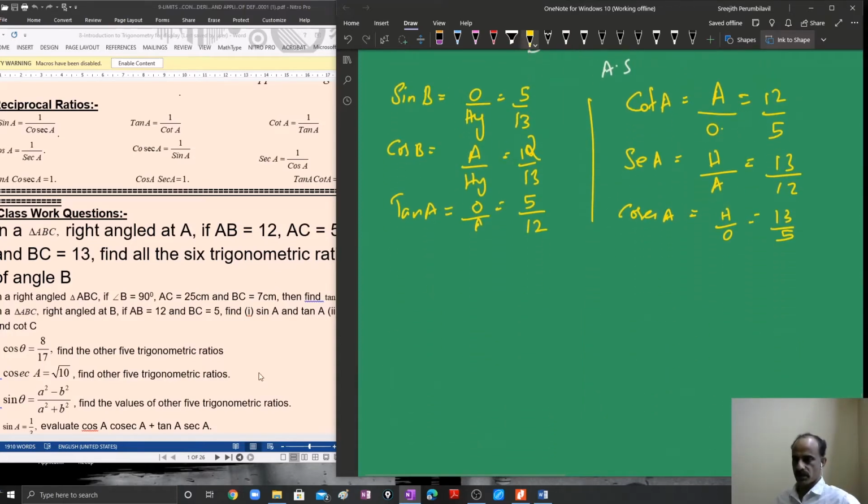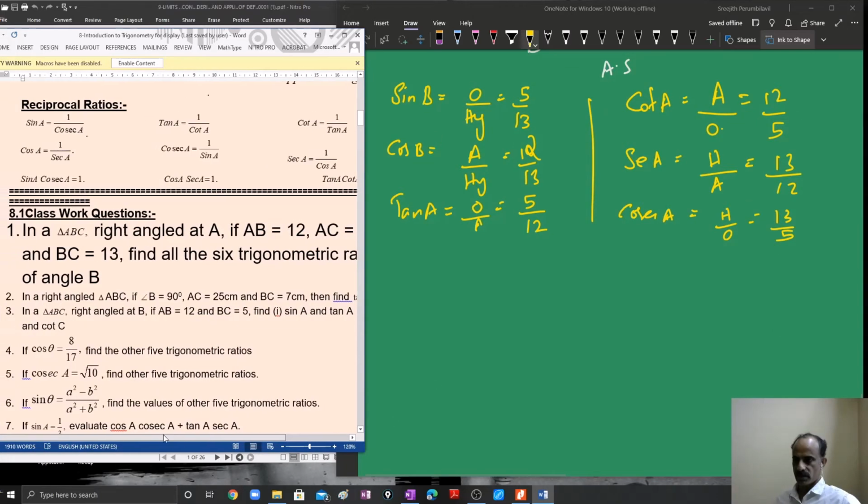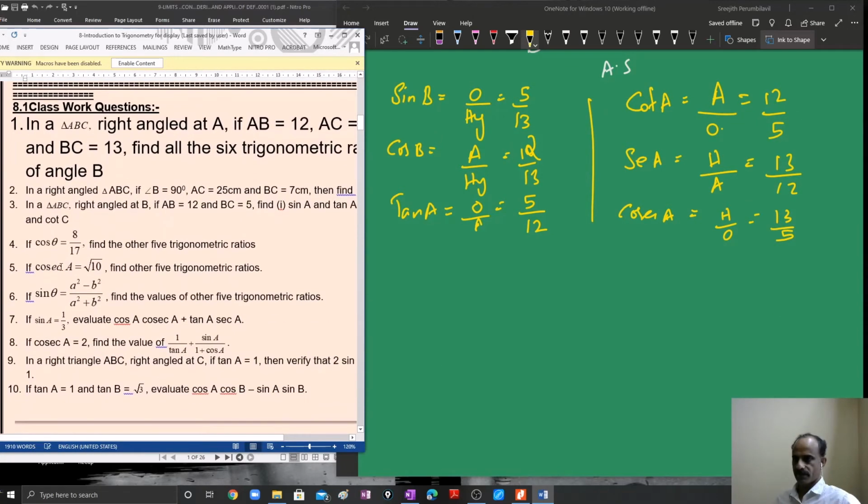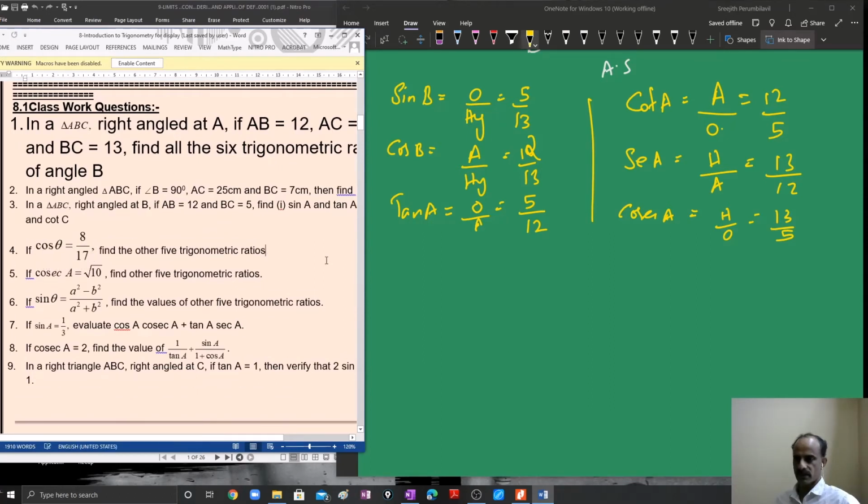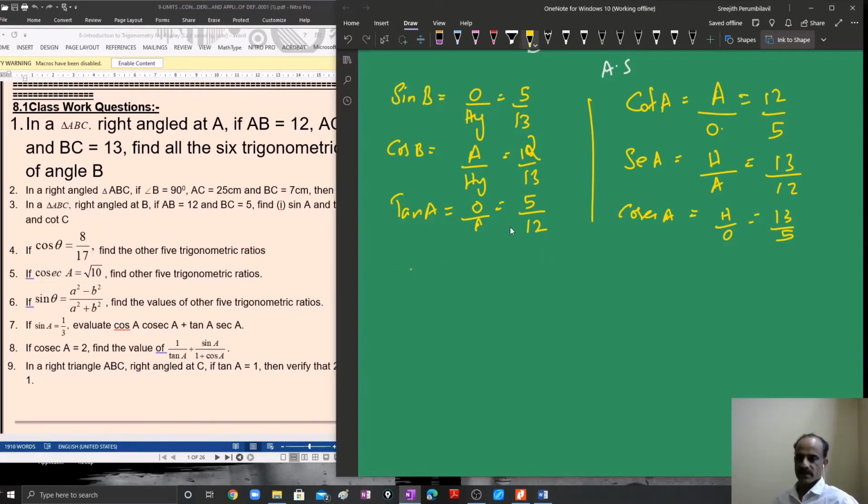Question number 2. What does question number 2 say? If cos theta is equal to... What is theta? You all know that. It's a Greek alphabet.